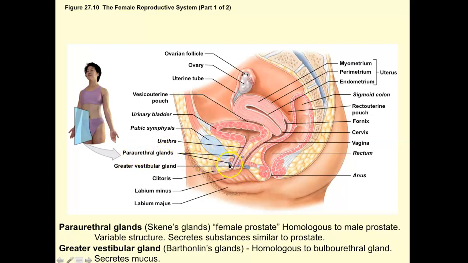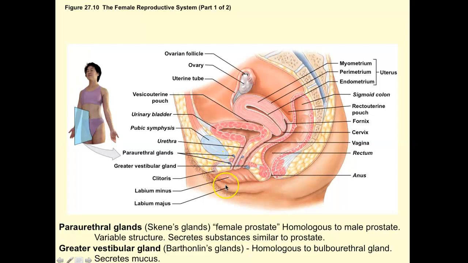The paraurethral glands are around the urethra, and those are going to be homologous to the prostate gland, also known as Skene's glands. Okay, and then we have the clitoris here. So the way that it's shown in this mid-sagittal section is this way.